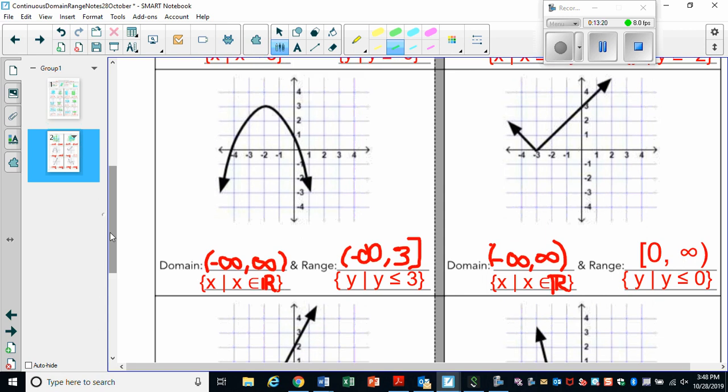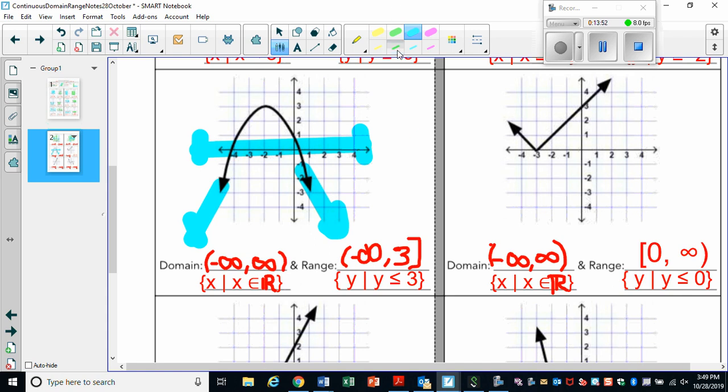Next problem, notice how this function, the arrows go forever and ever. So even though it looks like a stop, they're going to go forever to the left and forever to the right. So the x value is basically all your real numbers. That's your x value. It goes from left to right, and it never stops.